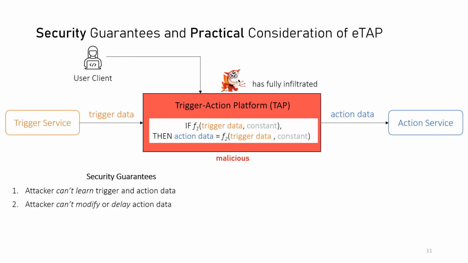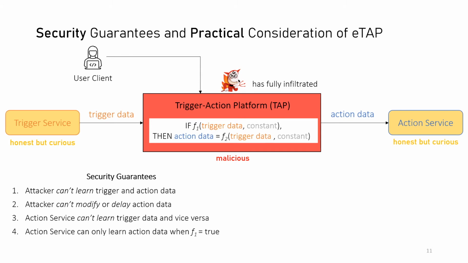We don't want the attacker to learn the plaintext of the trigger or action data. The attacker can't modify or delay the action data without being detected. In addition, we want to ensure that the privacy guarantees of current TAPs still hold, which means the trigger and action services are honest but curious parties, where the action service can't learn the trigger data or vice versa, and the action service can only learn the action data when the predicate evaluates to true.